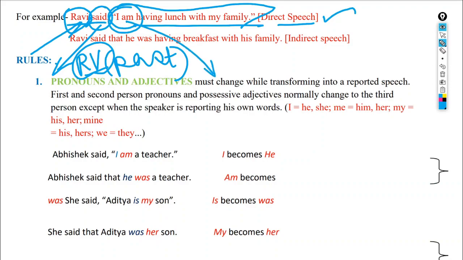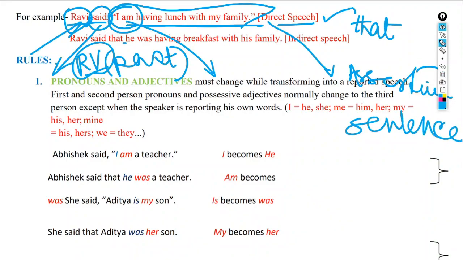When this one is present tense, that will be transferred into the corresponding past tense; we will see the rule. Therefore, Ravi said, "I am having lunch with my family." Direct speech. Now the simple rule here is, after the reporting verb, you need to add the conjunction that in an assertive sentence. Ravi said that he was having breakfast with his family. This sentence is an assertive sentence. Therefore, in the assertive sentence, after the reporting verb in the indirect speech, we need to add the conjunction that.